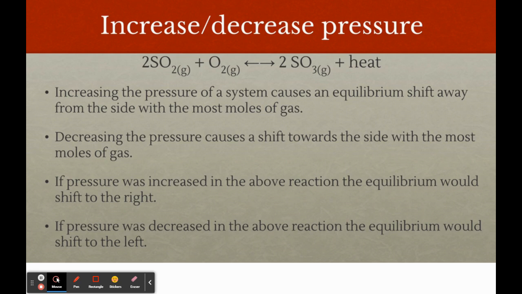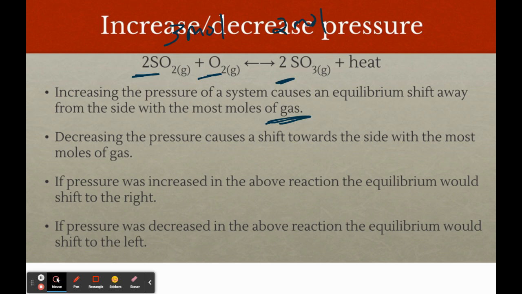Okay, so next we're going to talk about increasing and decreasing pressure. So increasing the pressure of a system causes an equilibrium shift away from the side with the most moles of gas. It's important that you're looking at gas only. Decreasing the pressure causes a shift towards the side with the most moles of gas. So you want to look at the moles of gas on each side. So on the left side, the reactant side, we have 3 moles of gas. On the product side, we have 2 moles of gas.